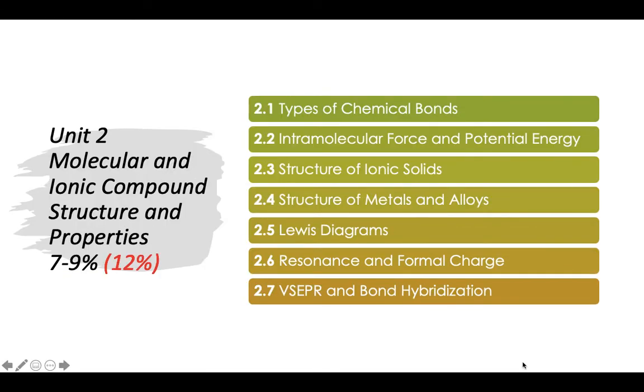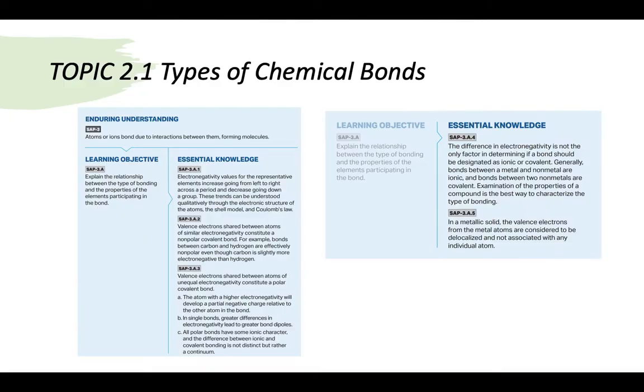Okay, so let's go into Unit 2, Molecular and Ionic Structure and Properties. Again, should be about 12%. So, types of chemical bonds. You should be able to tell if something is ionic or covalent. You should be able to tell if something is polar or nonpolar. These should be about valence electrons and pretty straightforward.